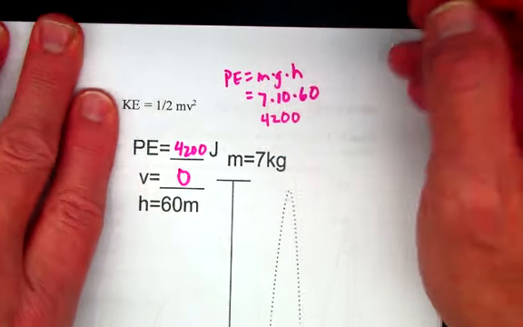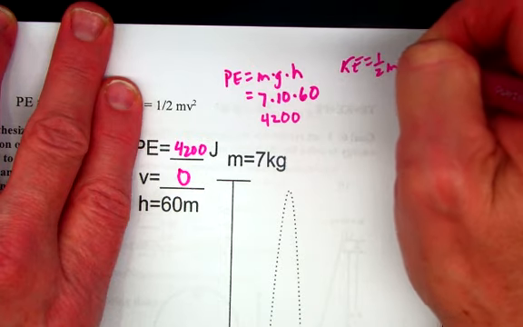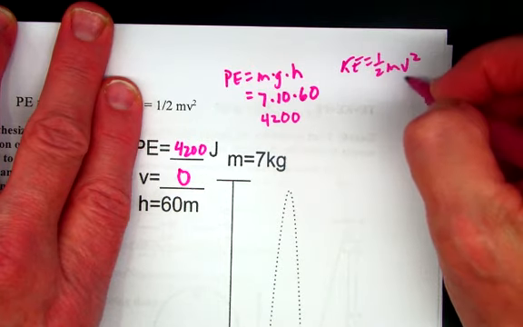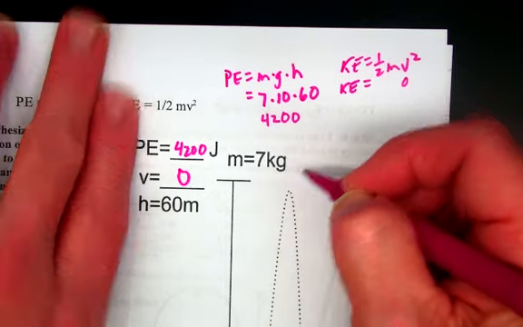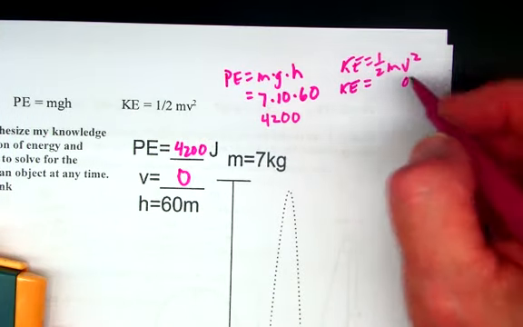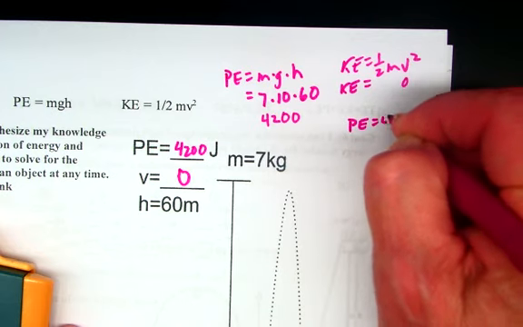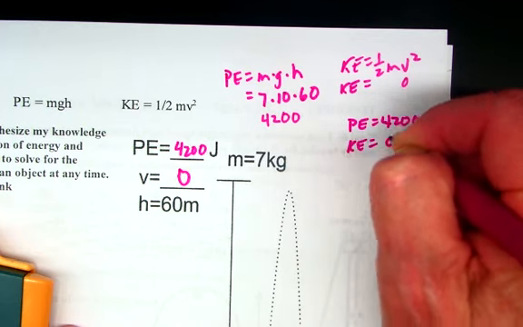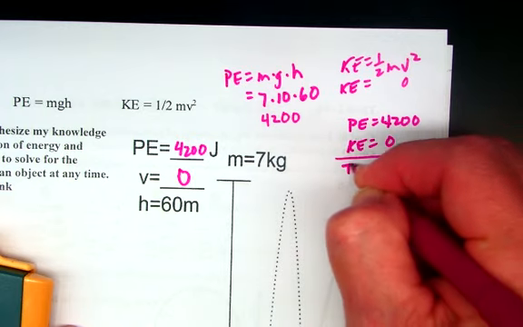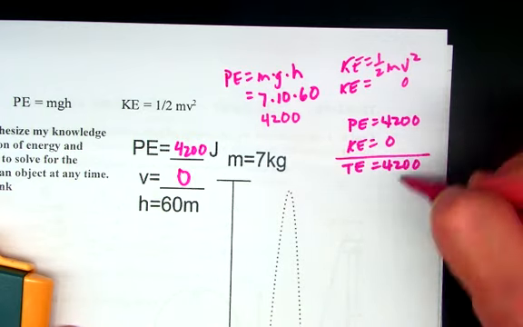So then if we think about what's our kinetic energy, if it's 1/2 mv squared, if we plug a 0 in for V, then the kinetic energy has to be 0 also. So that leads us to what's our total energy. If our potential energy is 4,200, our kinetic energy is 0, then we add them up to get our total energy of 4,200. So why is that useful?